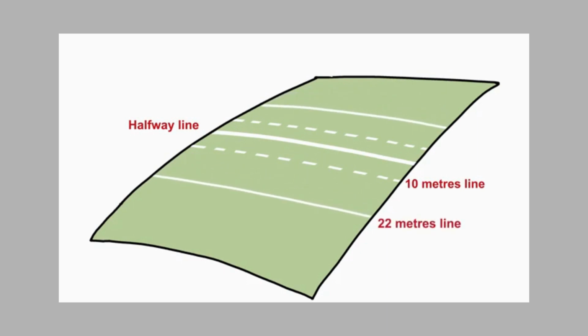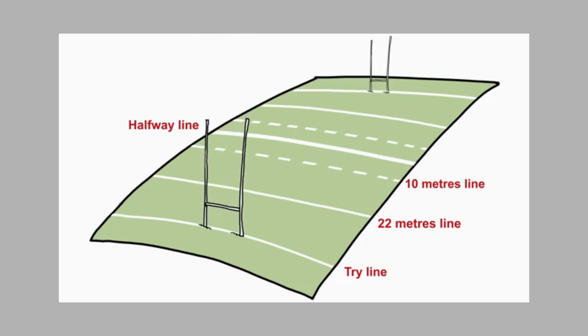Next is the try line. Behind this line, you can score a try by touching the ball down. On the try line are the rugby posts, 2 vertical posts and a crossbar. The last line is the dead ball line and marks the end of the field. On the sides, you find the 5 metres line and the 15 metres line. During a line out, the players must stay between these lines.